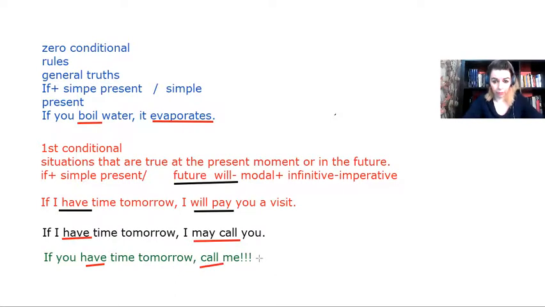The imperative is the form which takes no pronoun at the front. Go, call, open. Okay. You don't need a pronoun like I, you, he. Okay. That's all. So this is the first conditional. So now let's move on to the second conditional.